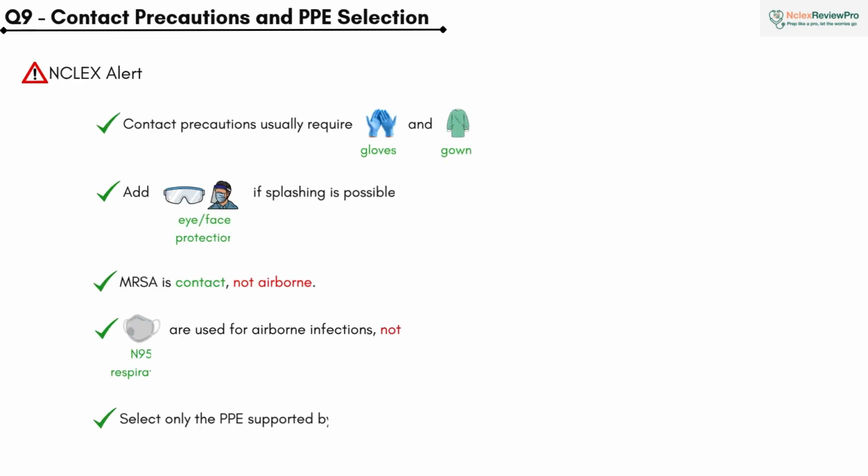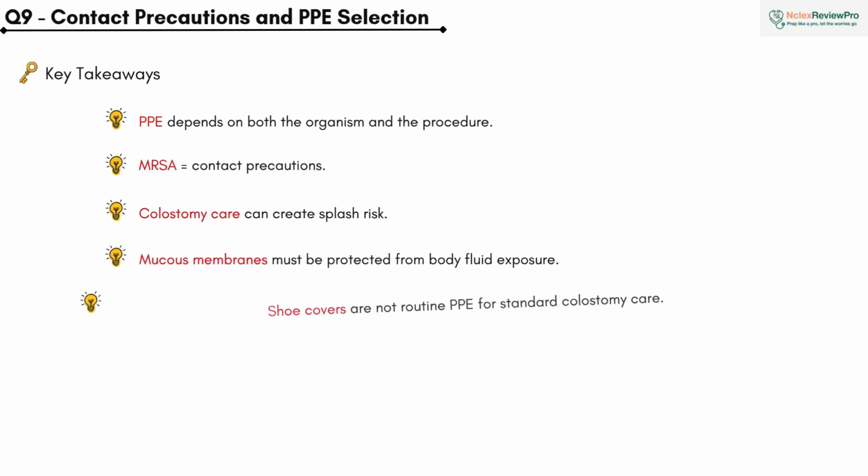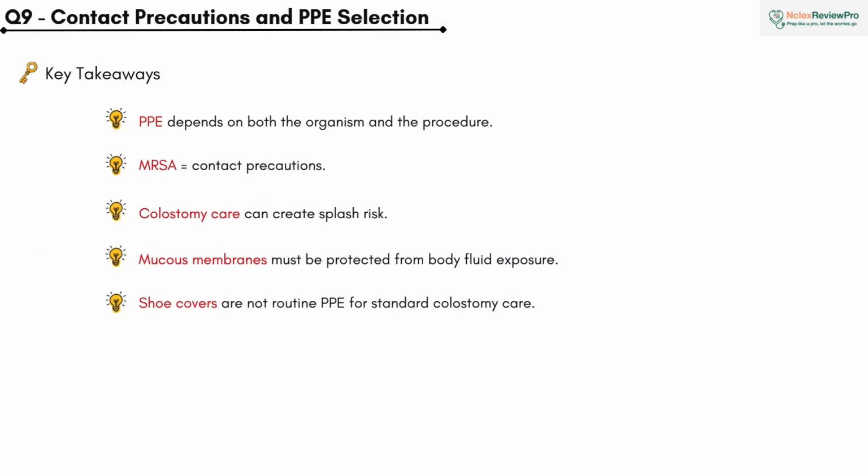Now here's the NCLEX alert. For NCLEX, remember that contact precautions usually require gloves and gown. Add eye and face protection if splashing is possible. MRSA is contact, not airborne, so do not choose an N95 respirator for routine MRSA care. Select only the PPE supported by the organism and the procedure. The key takeaway is this: PPE depends on both the organism and the procedure. MRSA means contact precautions. Colostomy care can create splash risk, so mucous membranes must be protected from body fluid exposure.